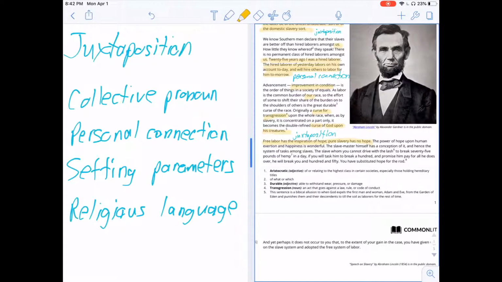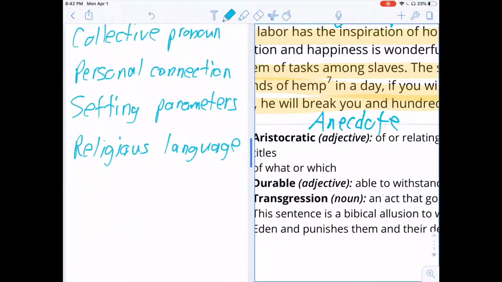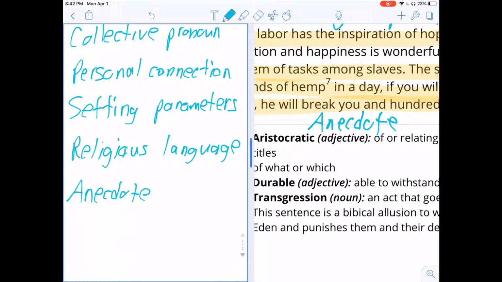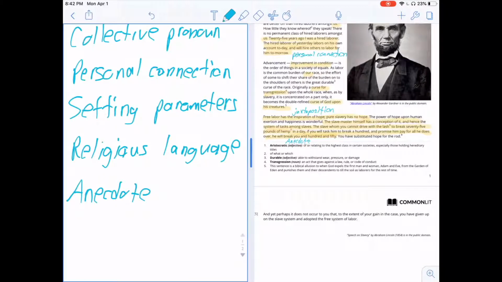Right here, we have a huge, fairly long anecdote that helps describe the nature of slavery. For those who don't know, an anecdote is a kind of short story within a piece to help explain a lesson or a concept. Benjamin Franklin was famous for these in his writings. And now we'll finish off.